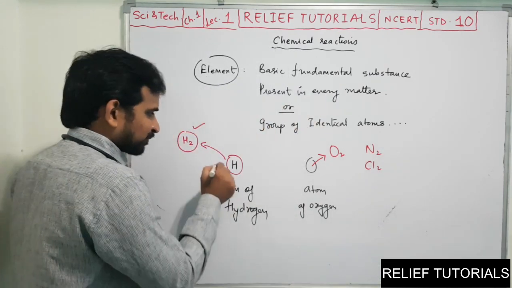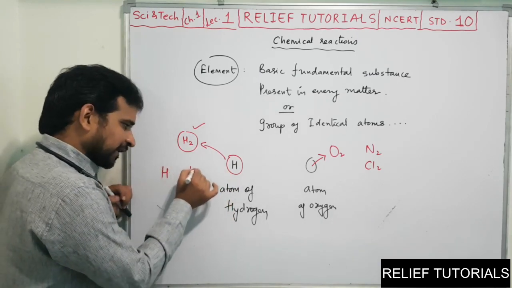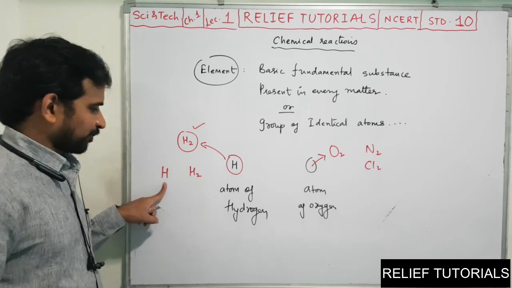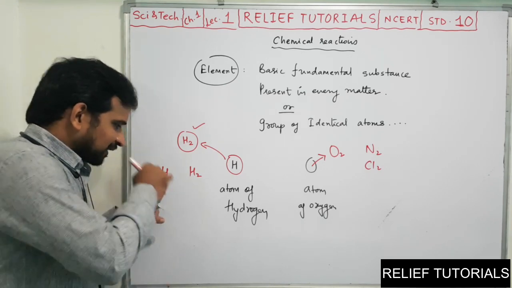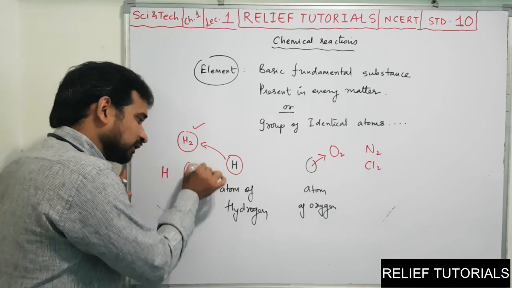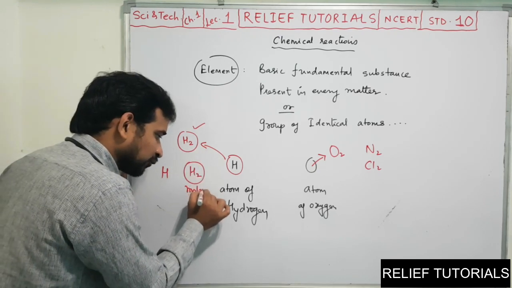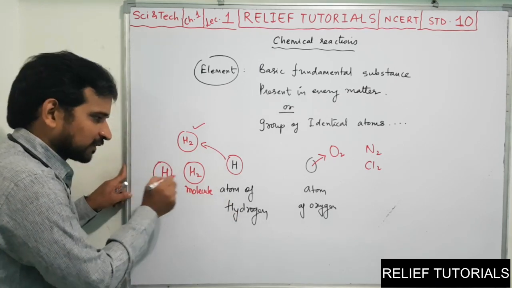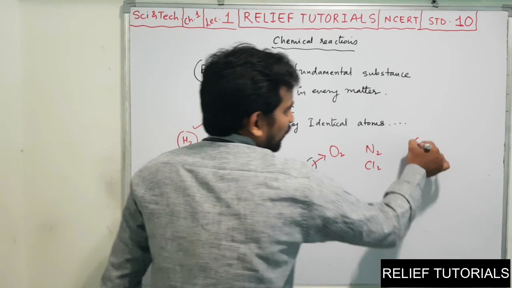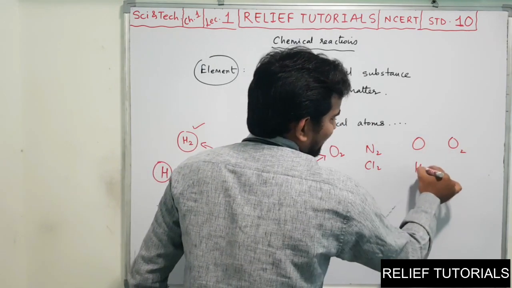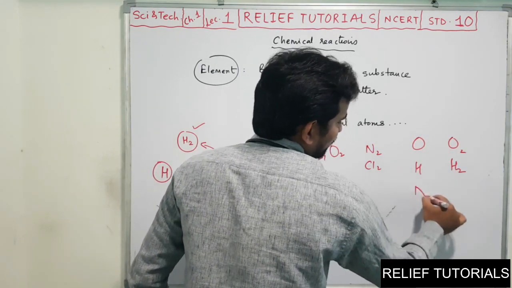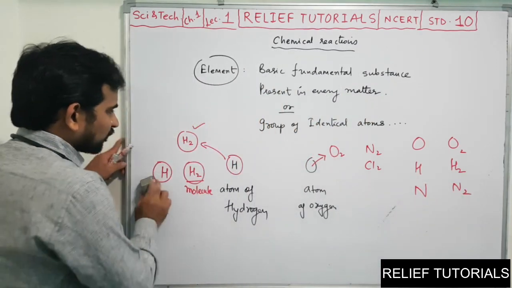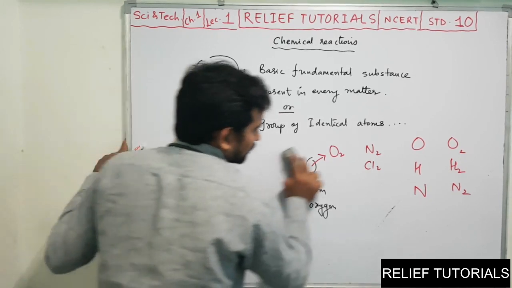So make the difference. What is the difference between H and H2? H is the atomic representation. It doesn't mean that it is available in this form. H2 is called its molecular representation. This is atom and this is molecule. O atom, O2 molecule. H atom, H2 molecule. N atom, N2 molecule. So one more word you have to remember. What do you mean by molecule?